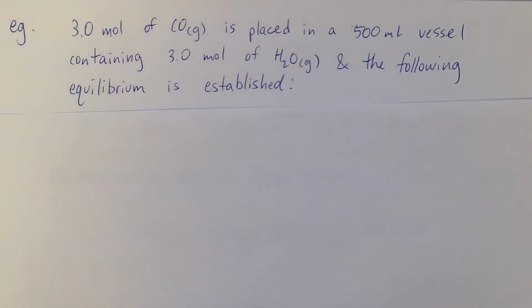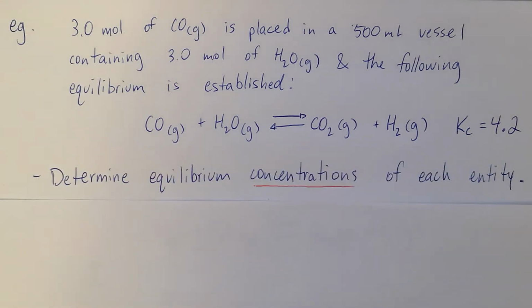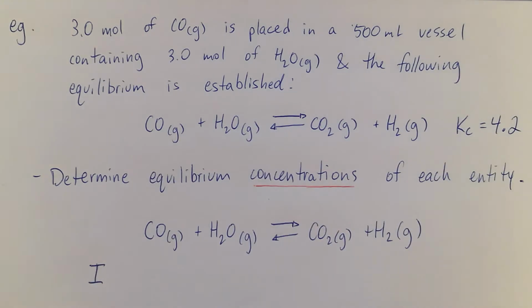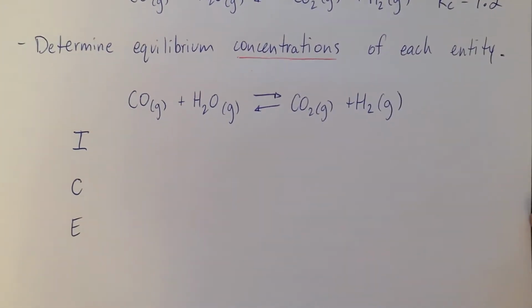And we allow the following equilibrium to be established. Okay, so that's just the reaction equation, the equilibrium system, and I've included a value of Kc. I'm going to show you what we do to determine equilibrium concentrations of each entity. So that's everything we see here, all four. I underlined concentrations. I've mentioned we can use concentrations in ice tables, and we're going to have to do it this time. Okay, so what I've done is I've rewritten the equilibrium system.